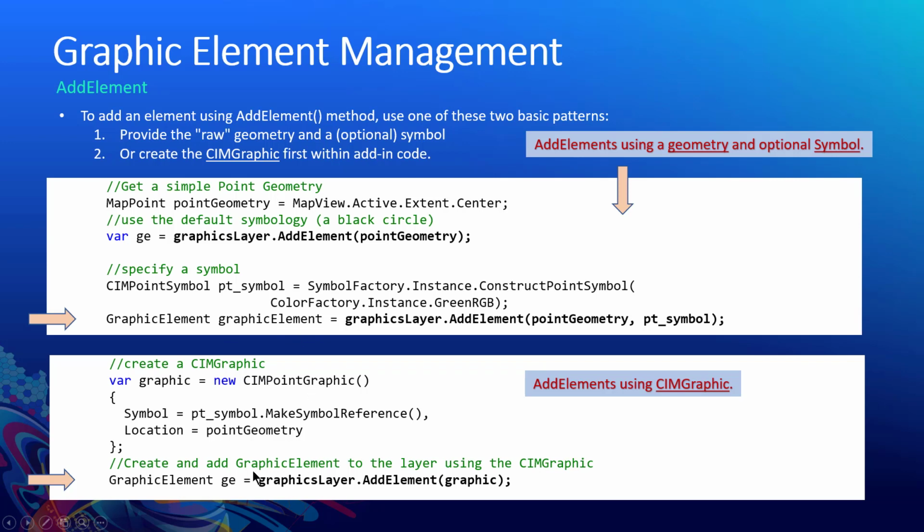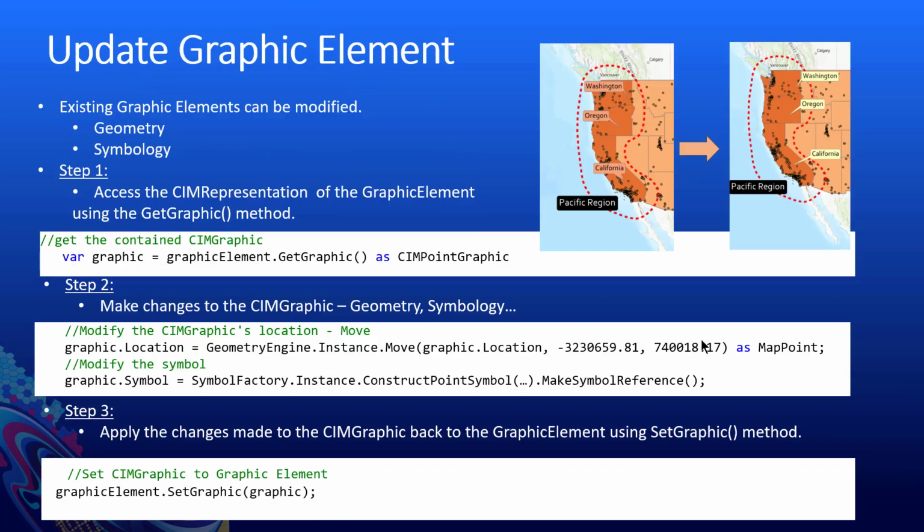Now let us look at pattern number 2. In this example, I create a sim point graphic object. Inside the constructor for the sim point graphic, I specify the geometry using the location property. I specify the symbol to use to draw the point using the symbol property. And then over here, I'm calling the add element overload method and passing in the sim graphic that I just created. And in this case also, a graphic element object is returned.